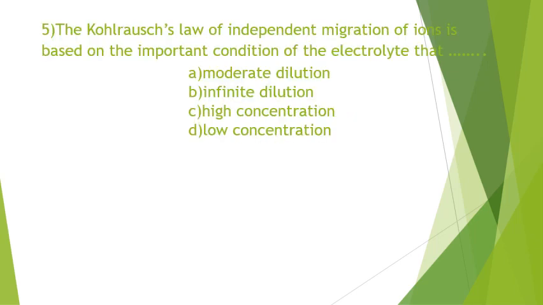MCQ number 5. Kohlrausch's law of independent migration of ions is based on the important condition of the electrolyte that: option A, moderate dilution; option B, infinite dilution; option C, high concentration; option D, low concentration. And our correct answer is option B, infinite dilution.